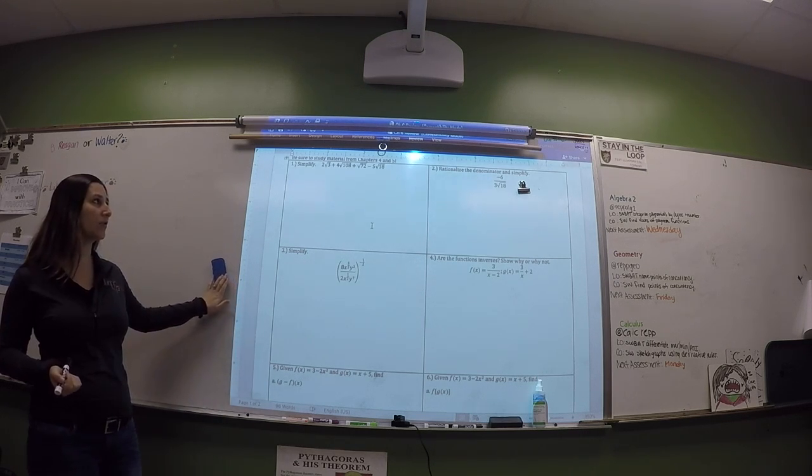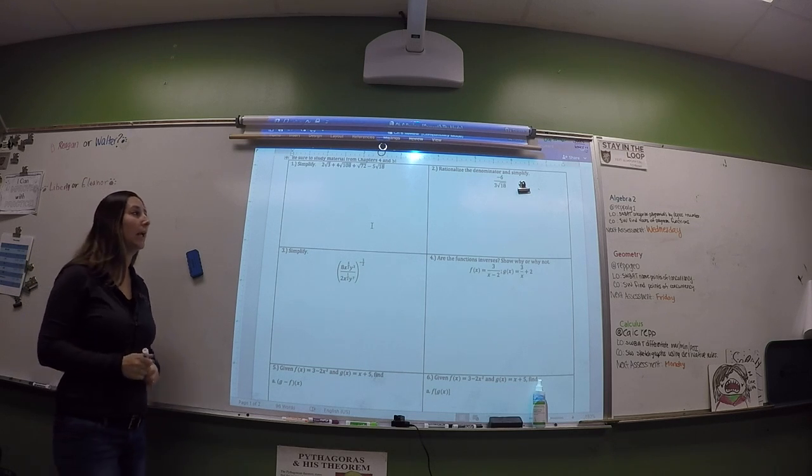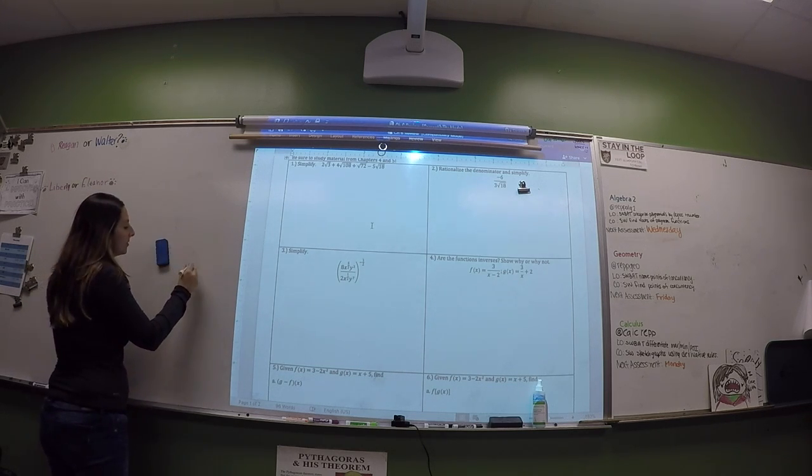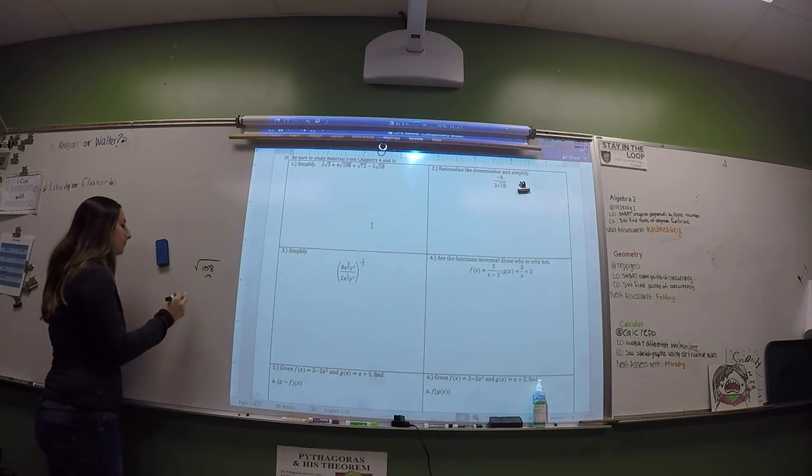So the first radical is already simplified. I can't really do anything with 2 root 3, but 4 root 108 probably can be simplified. 9 and 12. So what I'm going to do is make a little factor tree and see if I can take any groups of 2 out because they're square roots.